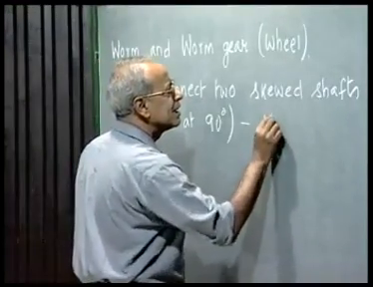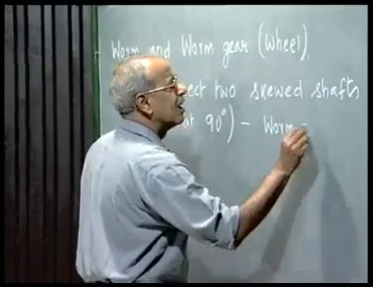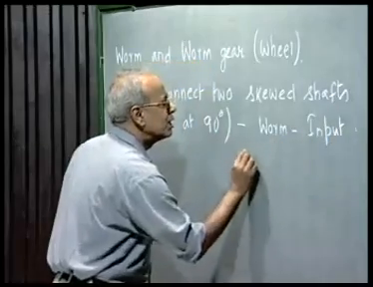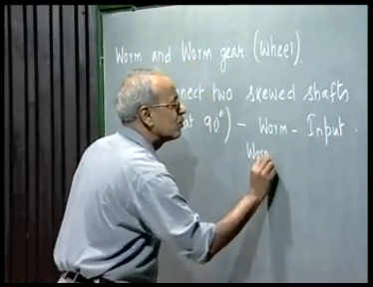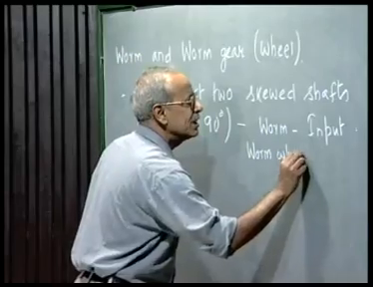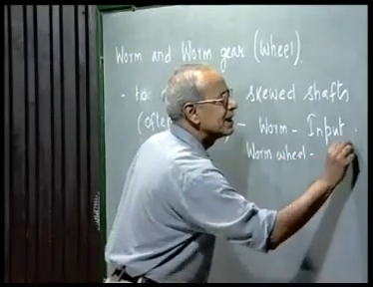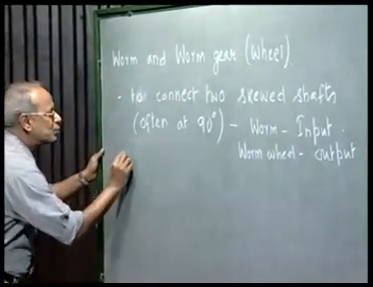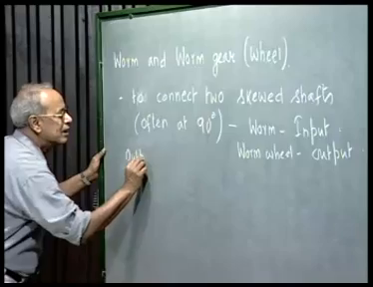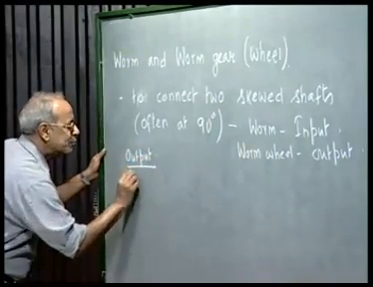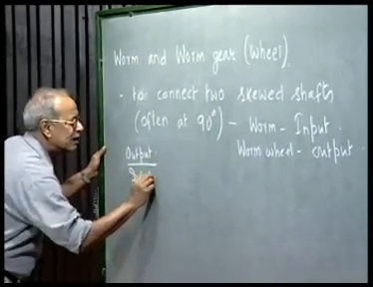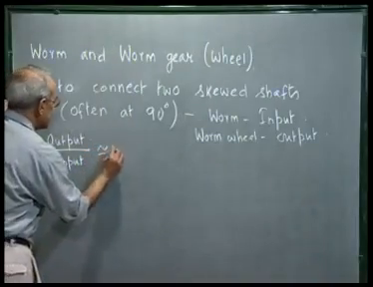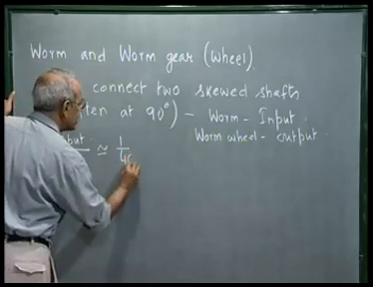Worm is the input shaft and worm wheel or worm gear is connected to the output shaft. And the speed ratio, output speed by input speed, in one stage can be as high as 1 by 40.